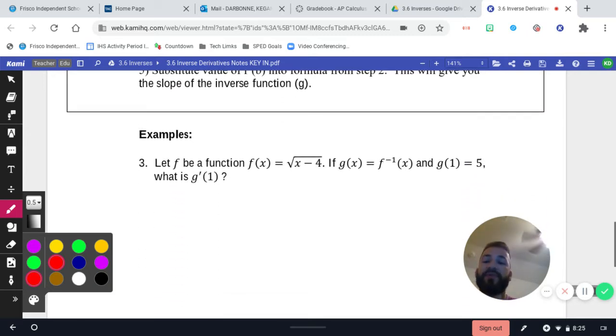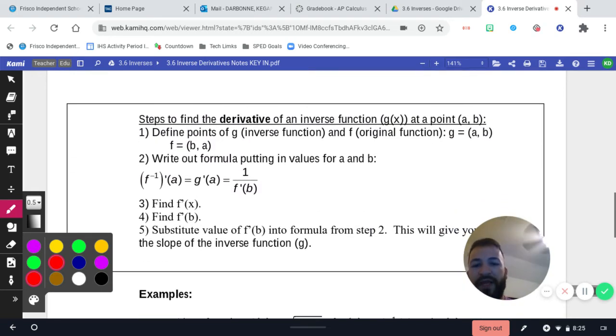Okay, so let's look at an example. So number 3, let f be a function, f of x is equal to square root of x minus 4. If g of x is equal to f to the negative 1 of x, so that's saying g of x is the inverse of f, and g of 1 is equal to 5, what is g prime of 1? So I'm going to solve this without actually finding what g of x is. I'm just going to be using f of x.